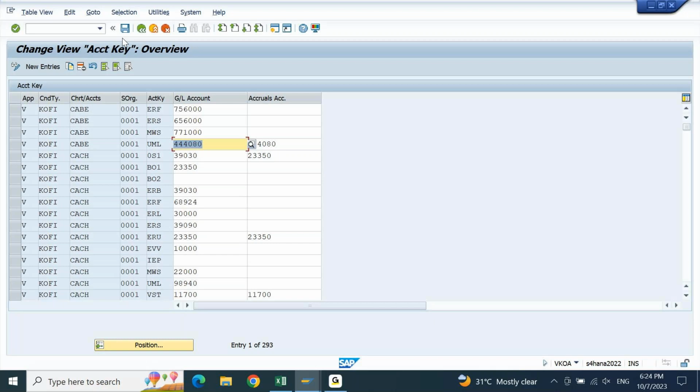Dinesh? Yes, sir. I have a question regarding that account modifier. Is that also applicable in S4HANA for account-based COPA and costing-based COPA? Yes. Okay, sir. Thank you.